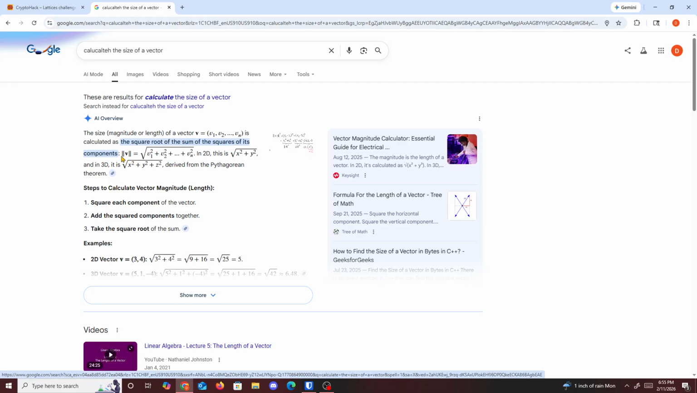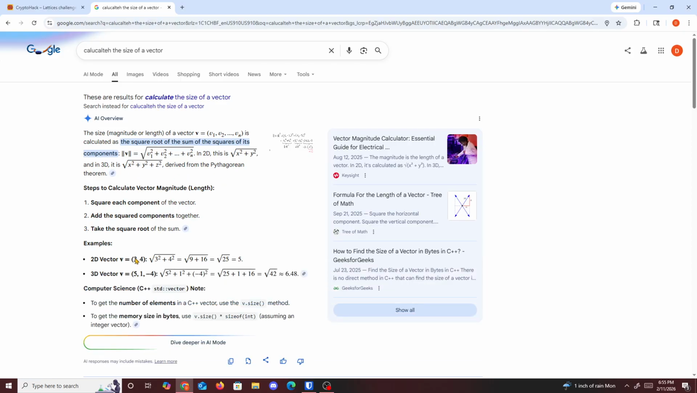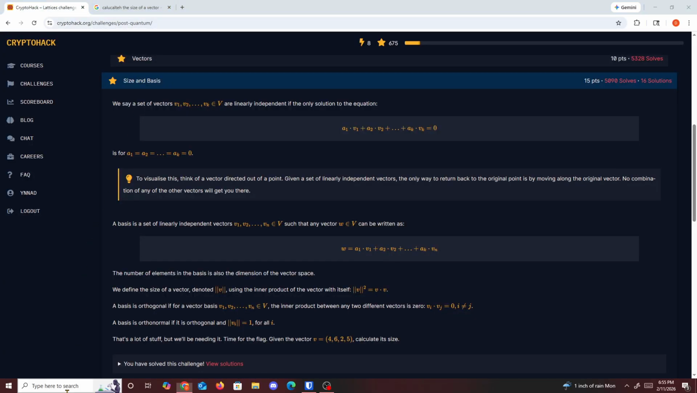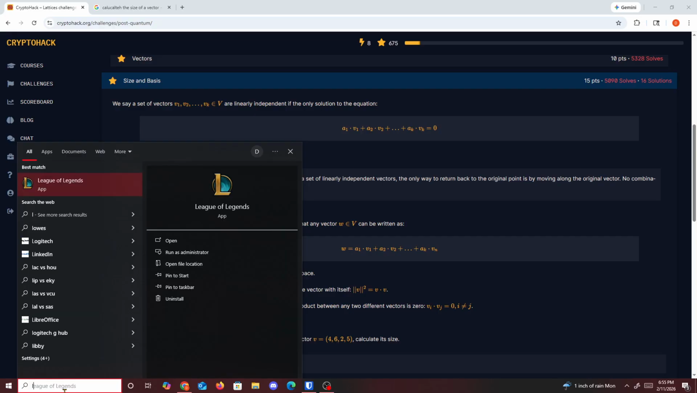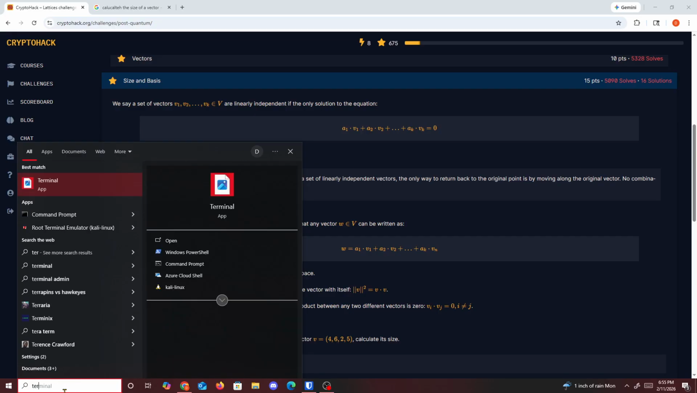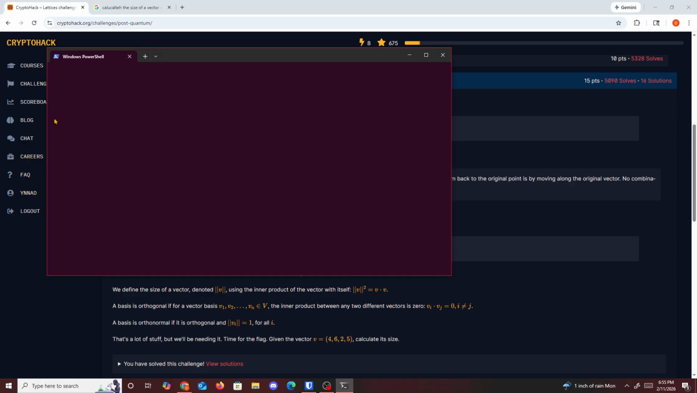So if a vector is made out of x and y, basically a 2D vector, you just take 3 to the power of 2 plus 4 to the power of 2, add them together and take the square root of it. In this case they have four different numbers, so we do it with those and then take the square root. We'll do that with Python. So we'll just open up my Linux terminal, and from here we should be able to get the answer that we need.